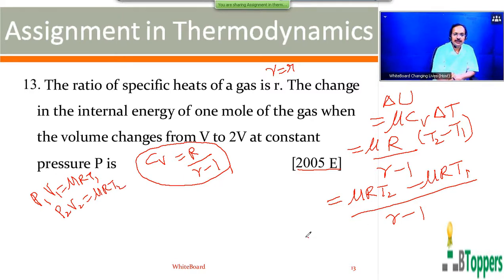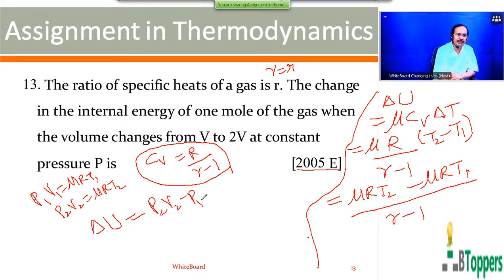Therefore, in general, the change in the internal energy of a fixed mass of an ideal gas can be written as (P2 V2 minus P1 V1) by (gamma minus 1). So in this problem, the pressure is constant. P2 is equal to P. Final volume V2 is 2V.